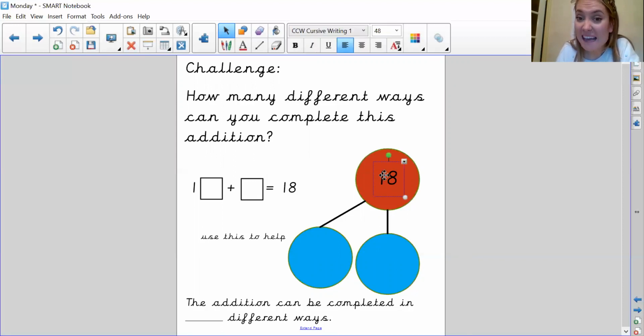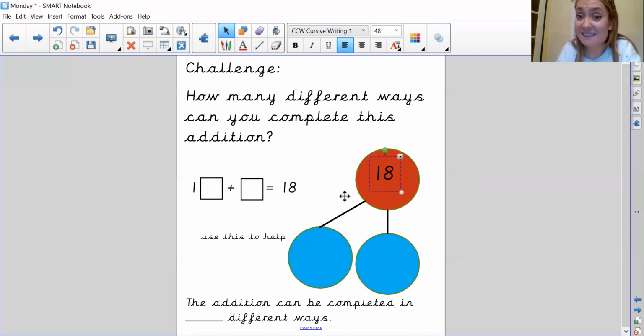So you could put 18. Now this could be 18 pieces of pasta, 18 sweeties, 18 counters, whatever, 18 pieces of Lego, whatever you want to do in here. And I want to see how many different ways you can partition 18 to make those number sentences. And there's lots of different ways. There is more than one.